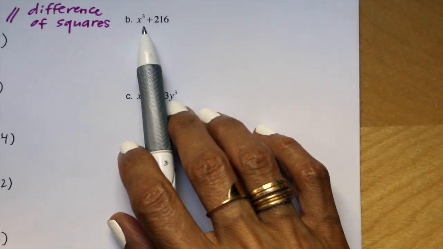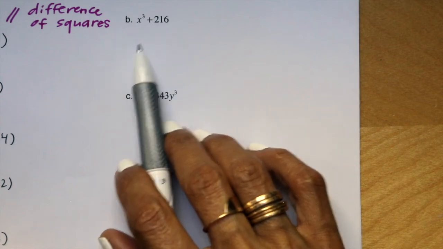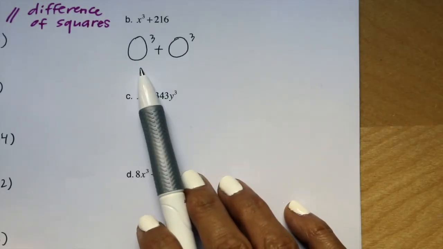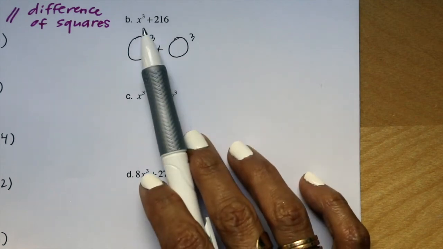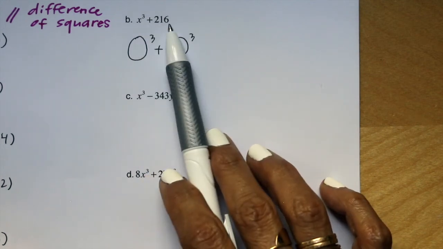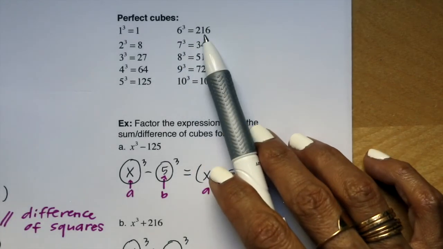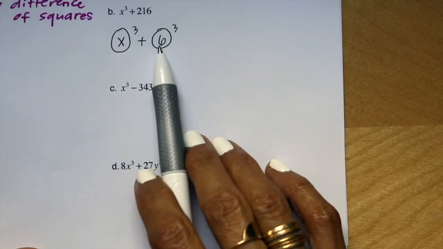All right, we have x cubed plus 216. So first step is I want to identify our bubbles. So again, the bubbles are just to help us find a and b. So what cubed makes x cubed, and what cubed makes 216? So let's look at the chart above. So according to this chart, 6 cubed is 216. So this is our a and this is our b.